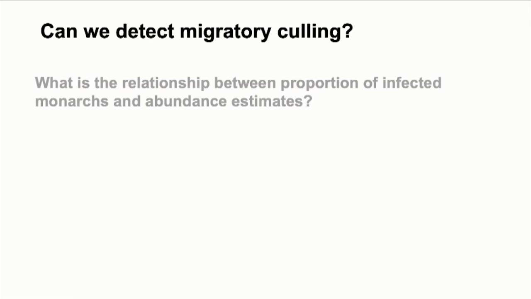Another way to think of whether or not we can detect migratory culling was to ask whether or not there is a relationship between the proportion of infected monarchs and abundance estimates, or like how many monarchs were observed, right? Because if there is culling and monarchs are lost, you would expect that there would be some decrease.